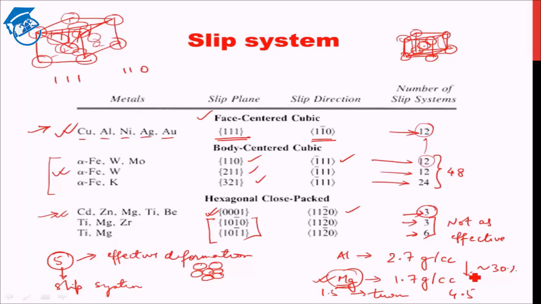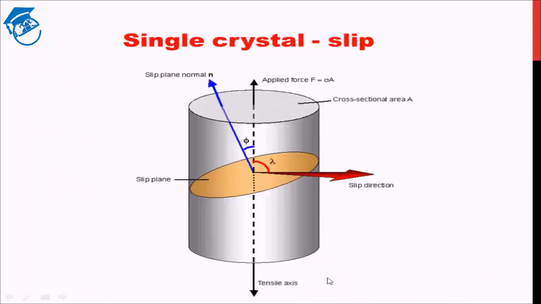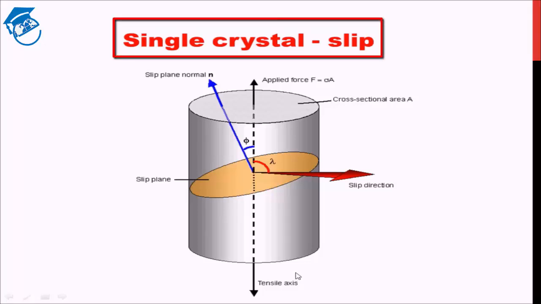Fine. So this was basically to give you an idea of what a slip system is, what the different types of slip systems are for the different types of crystal structures, and this kind of gives you the importance, the practical relevance of slip systems. Okay, next up, let's see the slipping in the case of a single crystal. Suppose we have a single crystal. Single crystal means throughout the crystal the orientation is the same, right?